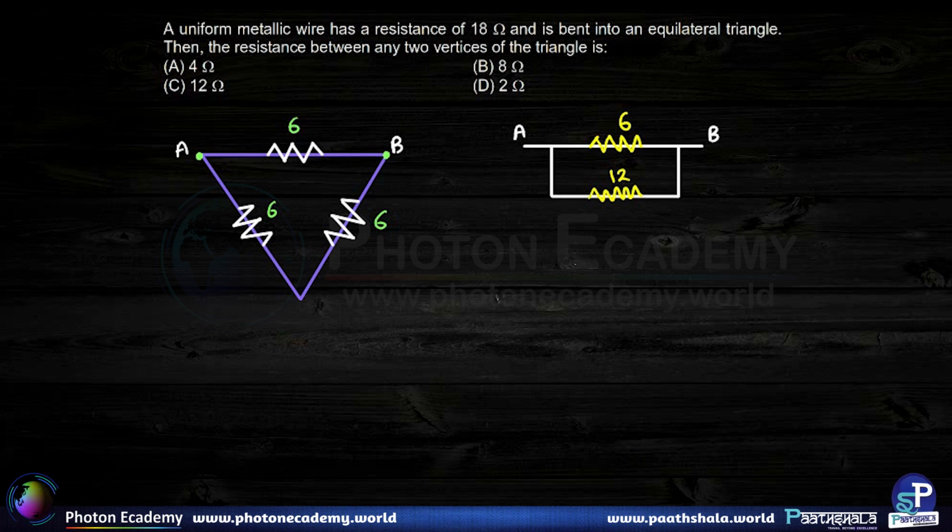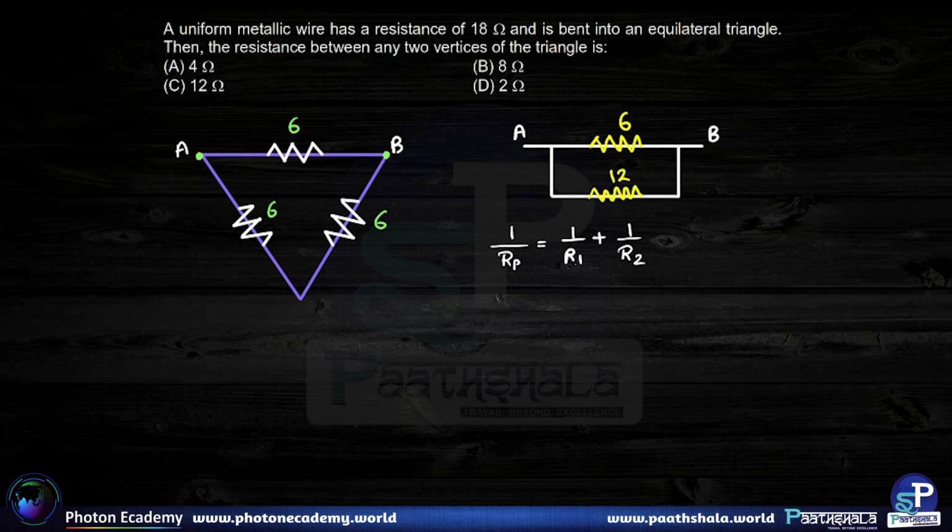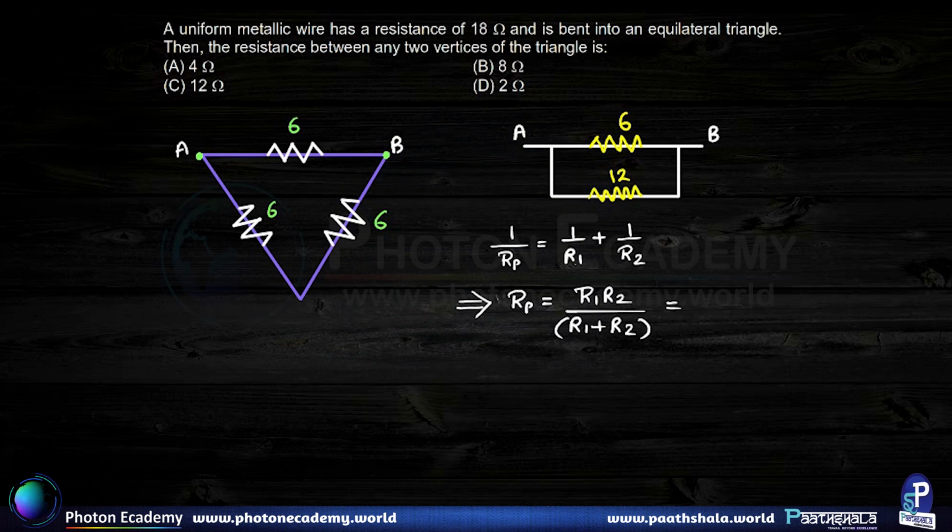Now we can use the formula for resistances in parallel. 1 upon R parallel is equal to 1 upon R1 plus 1 upon R2. So this is a very simple question and this is a very simple equation that one and all should know how to solve. You will get resistances in parallel are given as R1 R2 upon R1 plus R2.